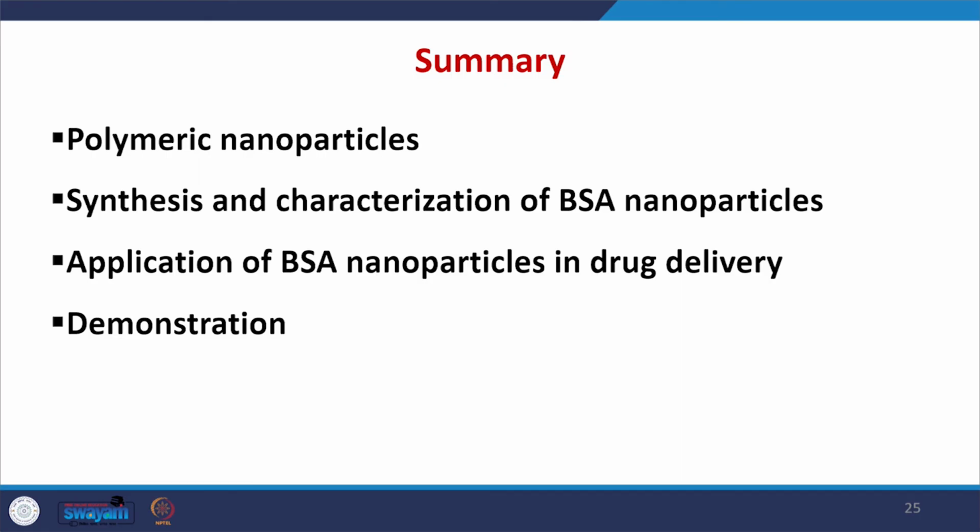As a summary, in today's lecture we learnt about what is polymeric nanoparticles and also how to synthesize and characterize BSA nanoparticles. We also learned the applications of BSA nanoparticles in drug delivery. Through practical demonstration, we also learned how to synthesize and characterize BSA nanoparticles.